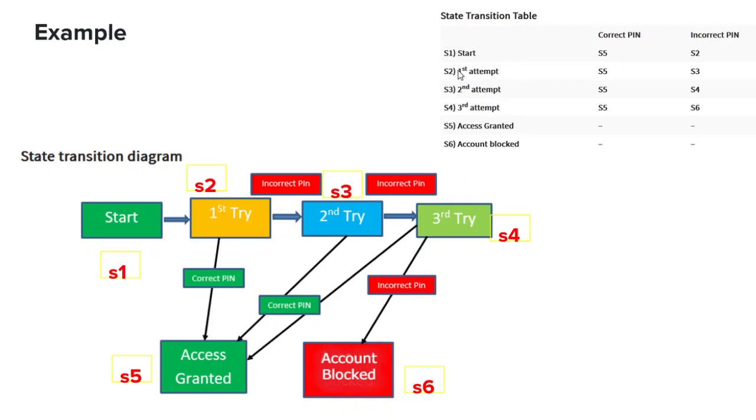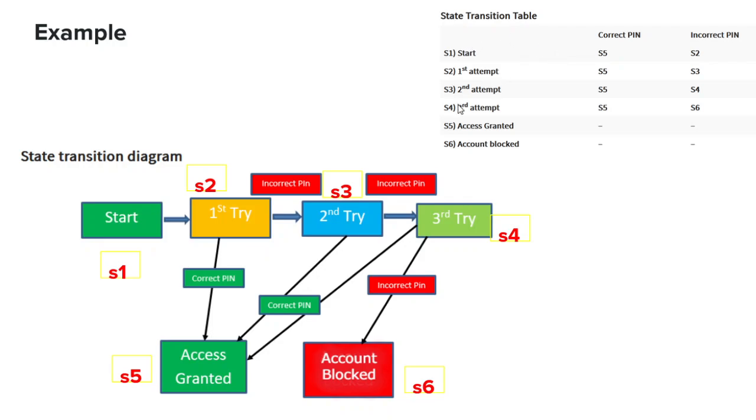The starting state is S1, first attempt is S2, second attempt is S3, third attempt is S4. After the third attempt, either it can be access granted if the pin is correct, that is S5, or it can be account blocked if the pin is incorrect in the third attempt, that is the S6 state. Now depending on the state, there is some action. So for every state, there is some action which the user is taking.